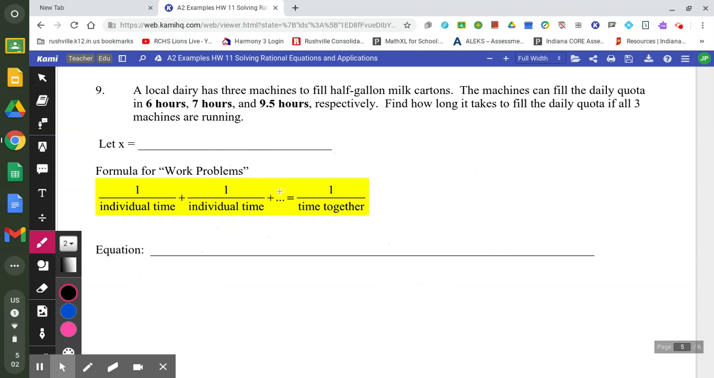So number 9 is what we call a work problem. And we have this formula that we're going to use. So a local dairy has 3 machines to fill half-gallon milk cartons. The machines can fill the daily quota in 6 hours, 7 hours, and 9.5 hours respectively. Find how long it takes to fill the daily quota if all 3 machines are running. So what we need to know is really the number of hours it would take for the machines to work together.